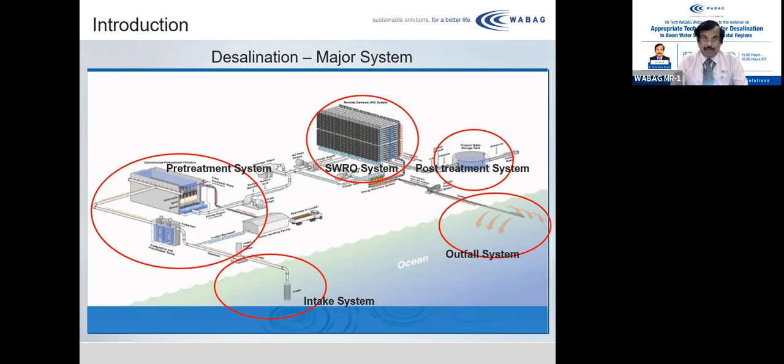And the fifth system is the outfall system, where the brine along with the waste from the plant is dispersed into the sea within a short zone, so that it does not affect the marine organisms living in that area. Intake also should be designed carefully so that it does not pull any marine organism towards the plant area.